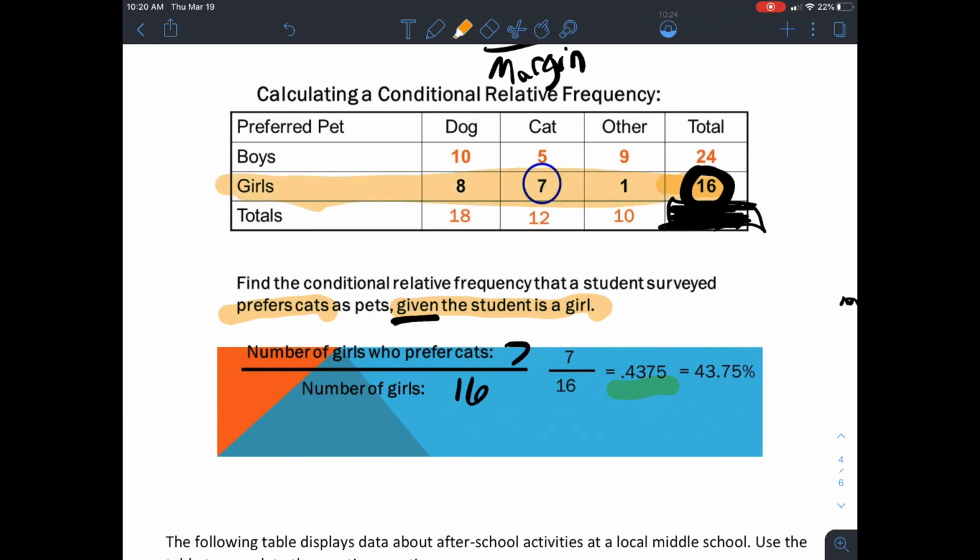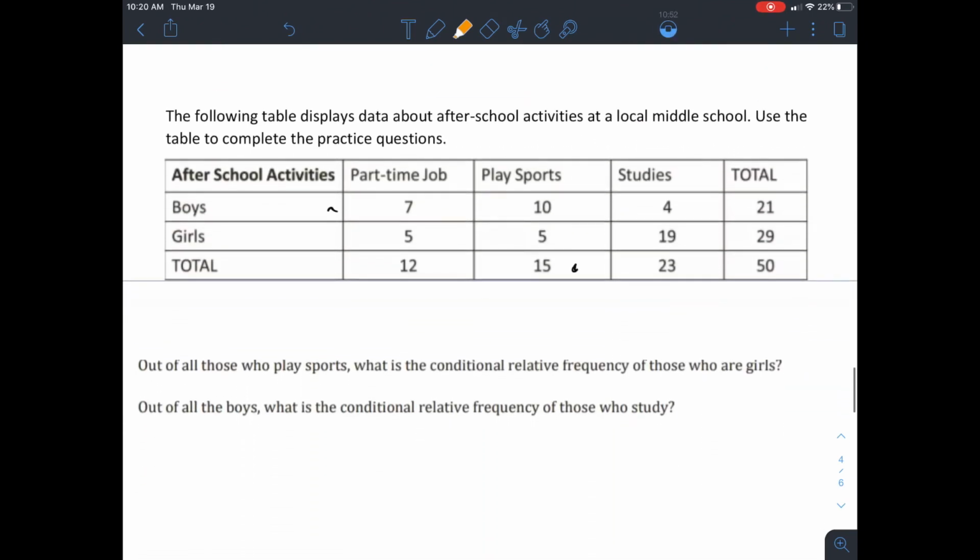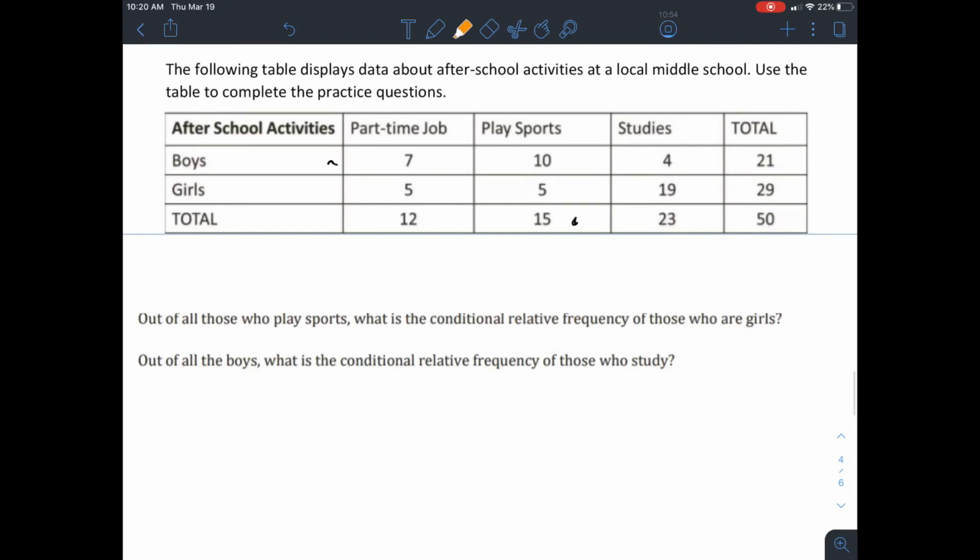All right? So guys, whenever we identify what the condition is and which margin we're going to use for our new denominator, we're only going to use that margin's row or column. So because it told us that it was out of just the girls, we're only using the girls row, right? So we were only either going to use the 8, the 7, or the 1 over the 16. It wouldn't be anything else. Likewise, had the condition been that they chose other, we would only look at this column, all right? So let's go look at a couple examples so you can see exactly what I mean.